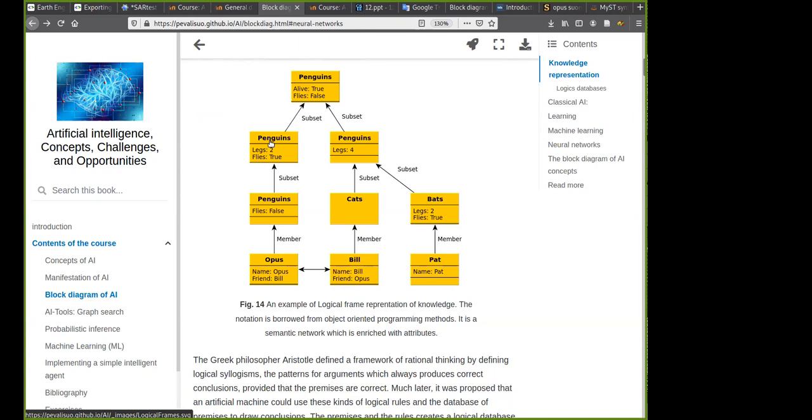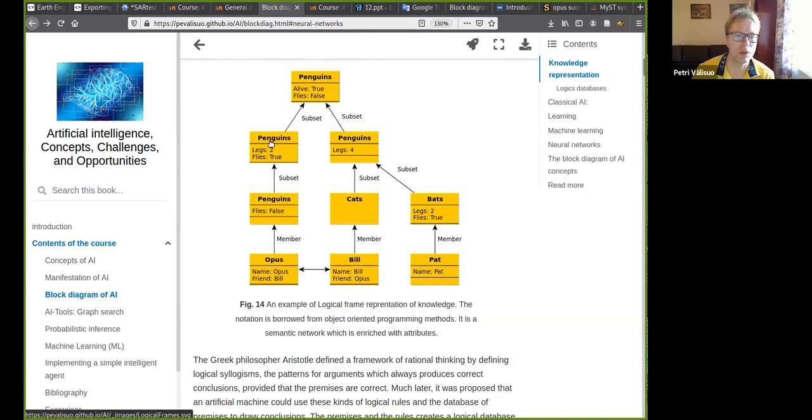So now you could imagine that if you know some of these features, that it had 2 legs and so on, then you could start searching this database for what it could have been. Or if you know that it was a penguin, you can see that it has 2 legs, it cannot fly, and it's part of this subclass.